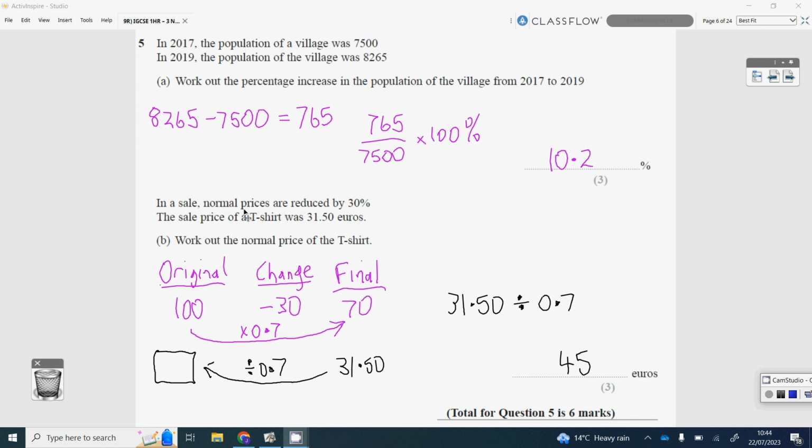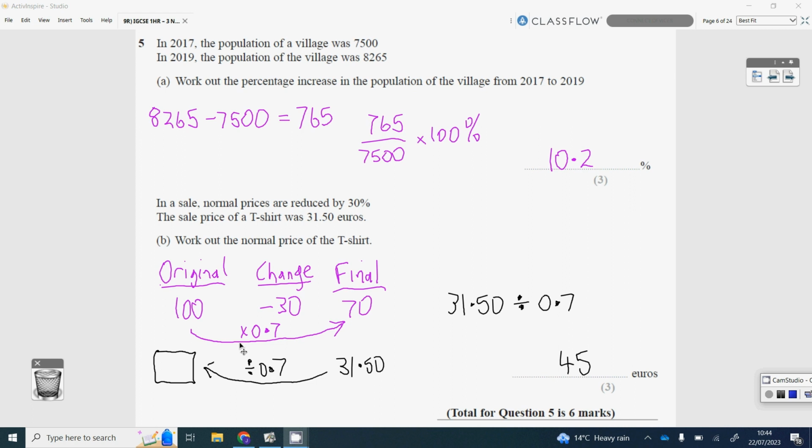Now, we're told on this occasion that normal prices are reduced by 30%. So 30%, 30 out of 100. So we're going to take away 30. 100 take away 30 gives us 70. Now you then want to think, what is your multiplier? What would you multiply 100 by to get to 70? Well, that's 0.7. I've just done 70 divided by 100.